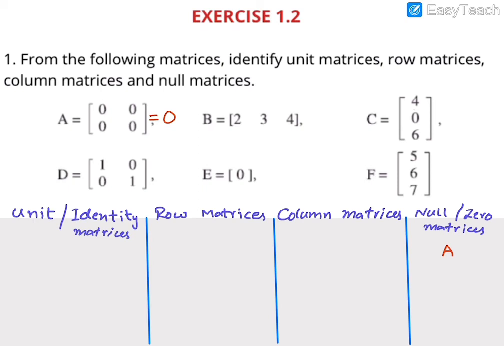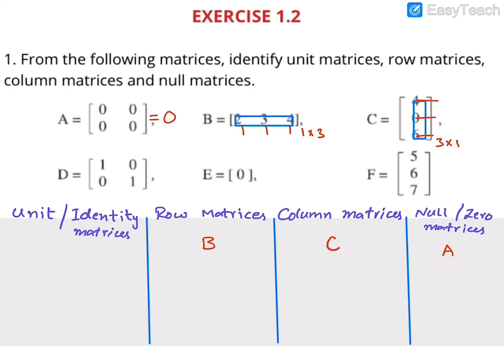B, you can see B is a row matrix because there is only one row. So B you can write here. Check number of rows and number of columns here. Number of rows is 1 and number of columns are 1, 2, 3. So it's a row matrix. C, you can see there is one column only and 3 rows are there, 1, 2, 3. First you need to write rows and then column. So if it is one column, it is a column matrix.